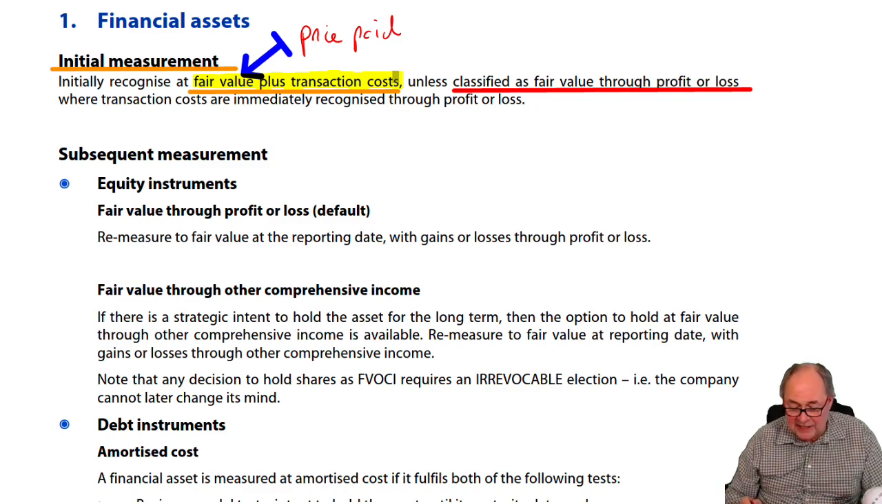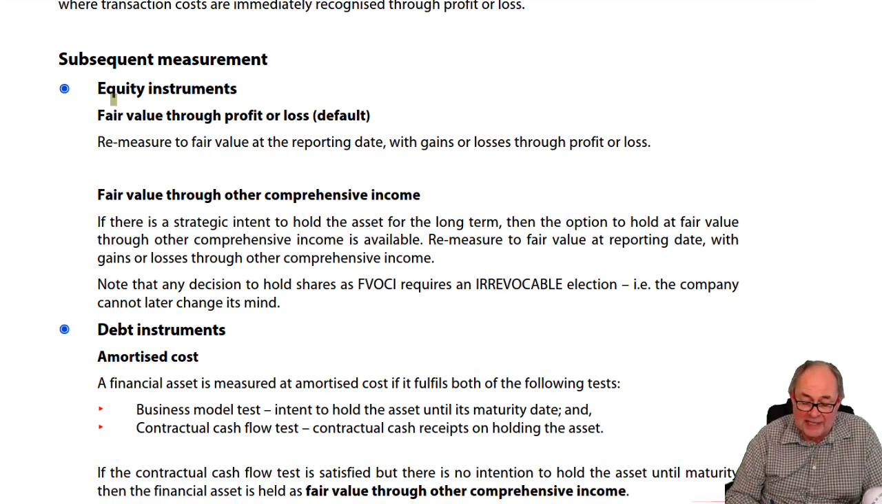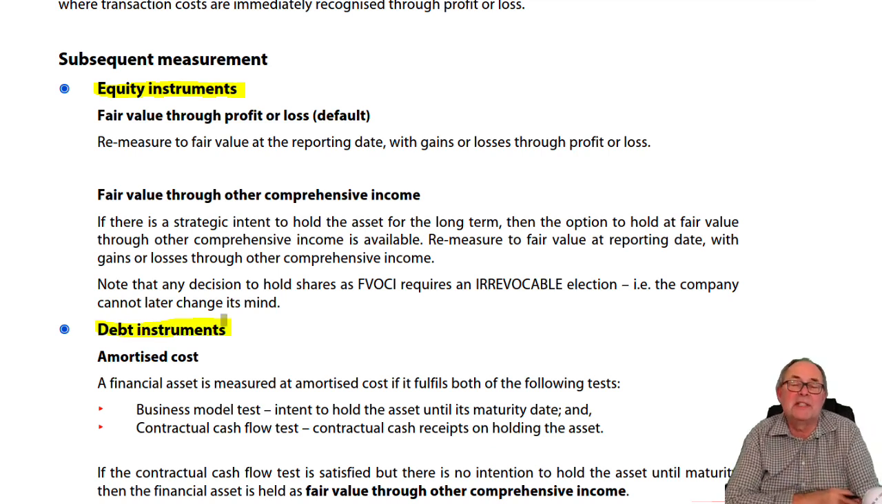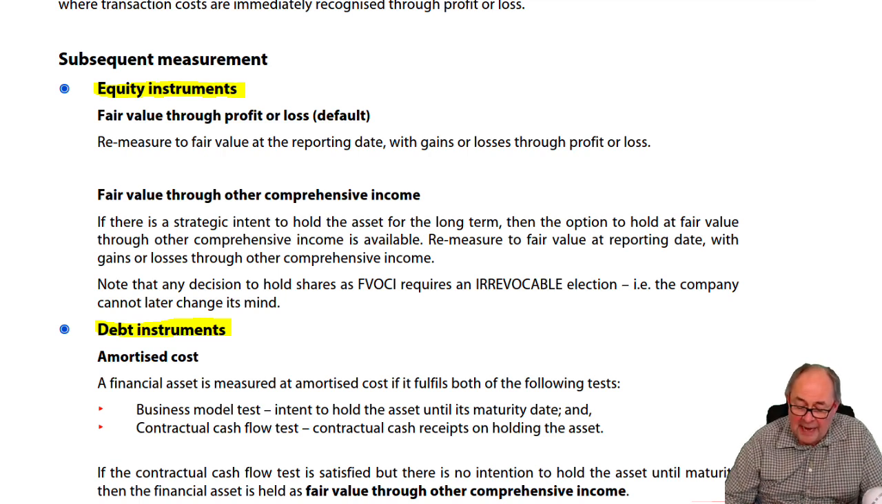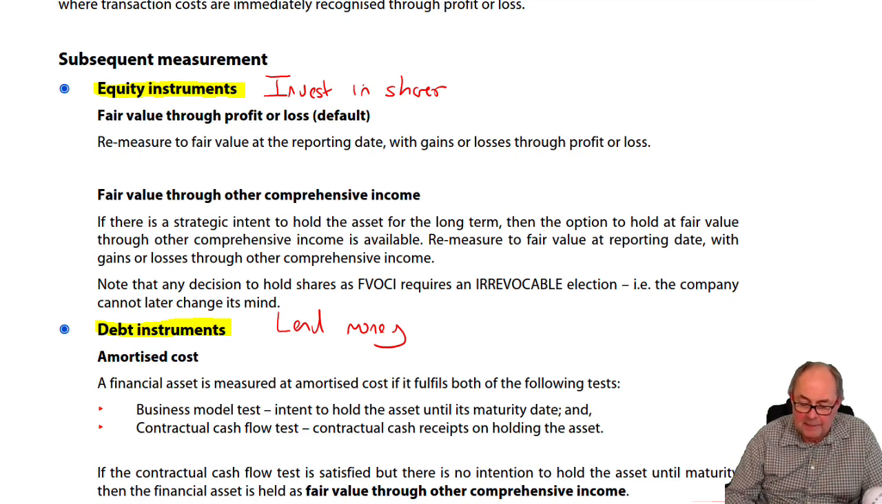What happens later depends on the nature, again, of the financial asset. And we're focusing here on two financial assets, equity and debt. In other words, I'm actually investing in shares of another company, or I'm lending money. Always try and translate these things back into regular language. I'm either investing in shares or lending money.